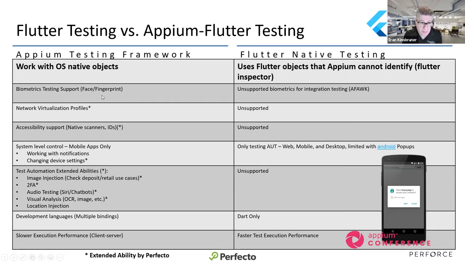Looking at biometrics, it's a very critical capability. With Appium, you can do biometric testing, like face and fingerprint. You cannot do it as of today with the native Flutter Dart framework. I'm talking about test automation, obviously, not application development. We can also do testing of network virtualization profiles with Appium and Perfecto, and Appium and maybe other vendors as well. But you can do network virtualization. It's not supported built into the Dart framework.